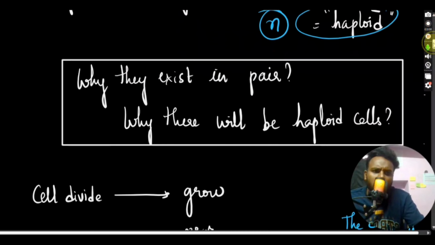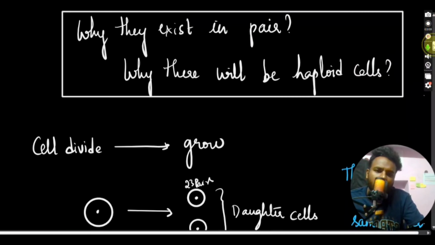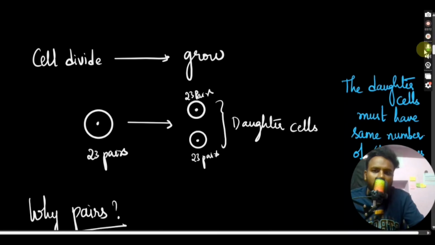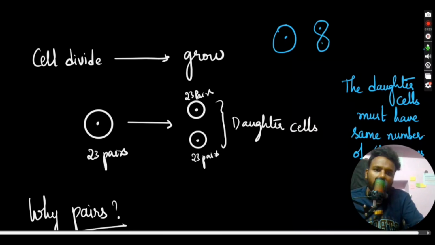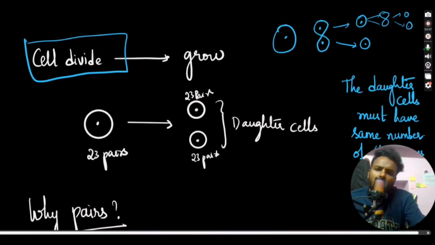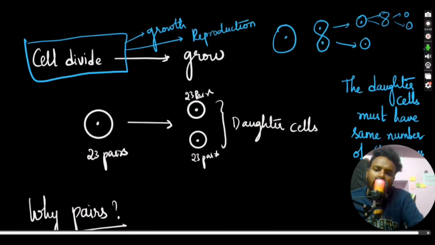Then why chromosomes exist in pairs, or why there are haploid cells, we'll be looking at. For anything to grow, cells have to divide. For example, one cell will divide like this, then make daughter cells, then again the daughter cells will divide in the same way, and it will happen like this, giving some more daughter cells. So the cell will be dividing for 2 functions: one is for growth, another one is for reproduction, right? Generally it happens.